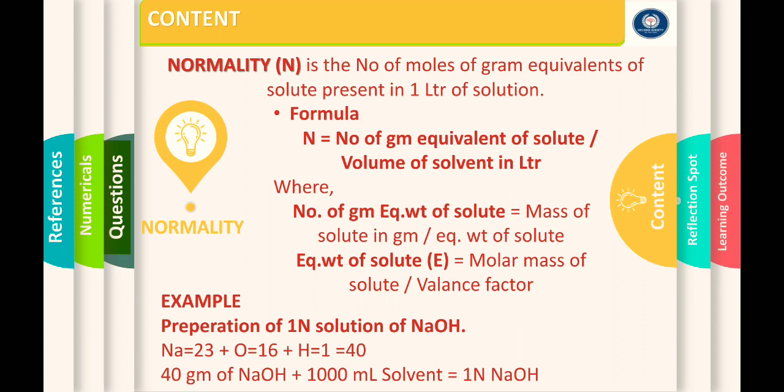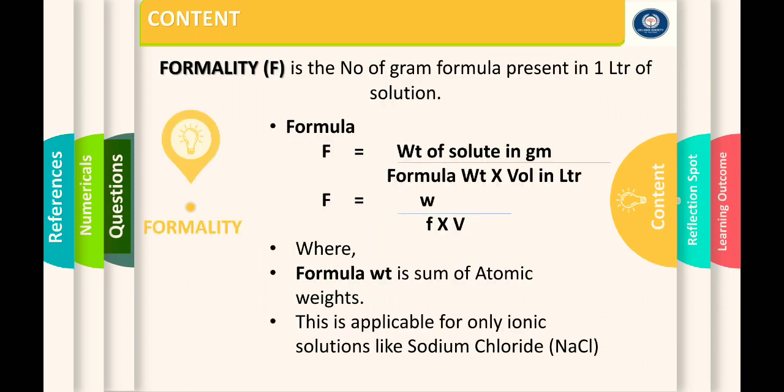So equivalent weight is equal to 40, and when we dissolve the equivalent weight of solute in 1 liter of solution, it is called the normality. So according to the definition of normality, here we need to take an accurately weighed quantity of 40 gram of sodium hydroxide. When it is dissolved to make 1 liter of solution, it will ultimately be converted to a 1 normal solution of sodium hydroxide.